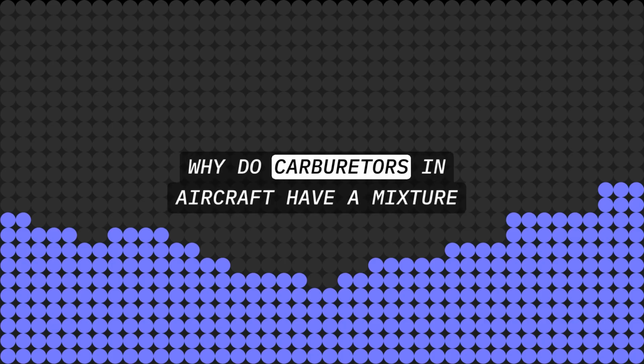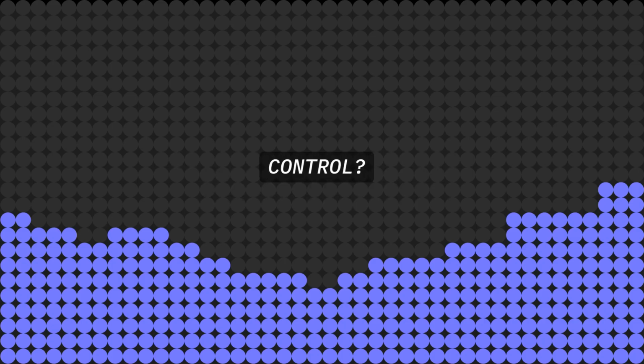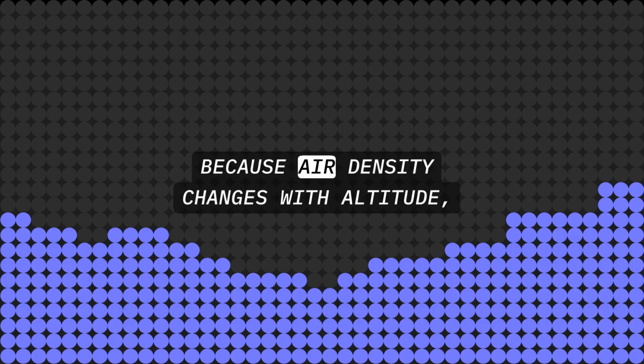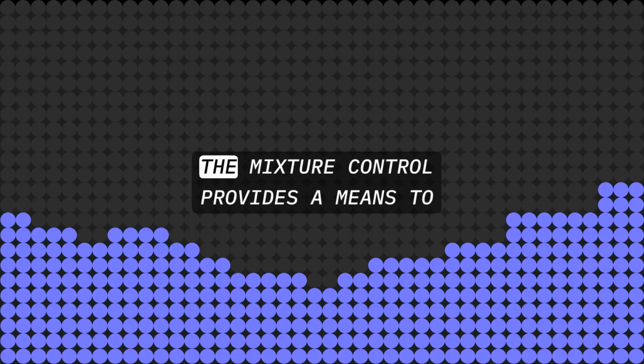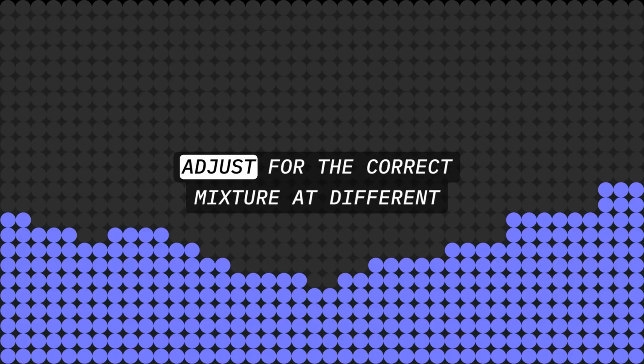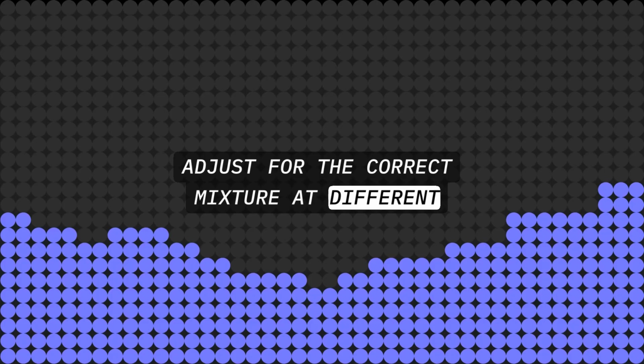Why do carburetors in aircraft have a mixture control? Because air density changes with altitude, which affects the air-fuel mixture. The mixture control provides a means to adjust for the correct mixture at different altitudes.